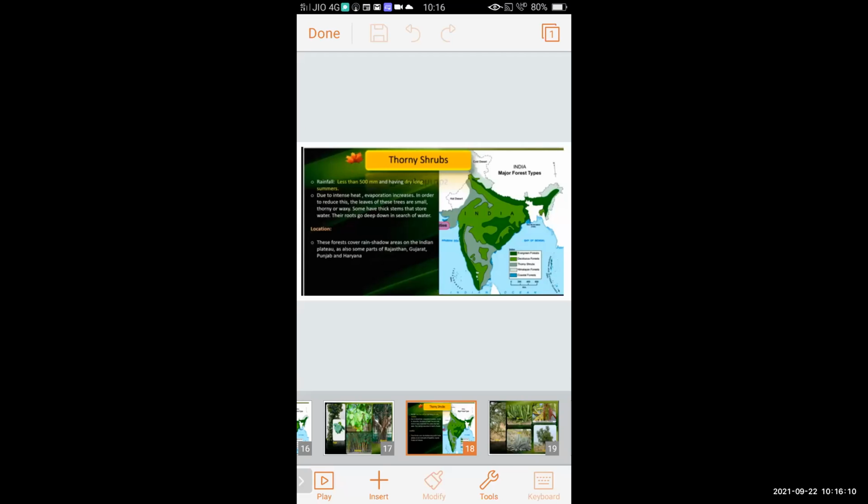So these thorny shrubs are found in areas where there is less than 500 mm of rainfall and dry, long summers. Due to intense heat, evaporation increases. In order to reduce this, the leaves of these trees are small, thorny, or waxy. Some have thick stems that store water. Their roots go deep down in search of water.